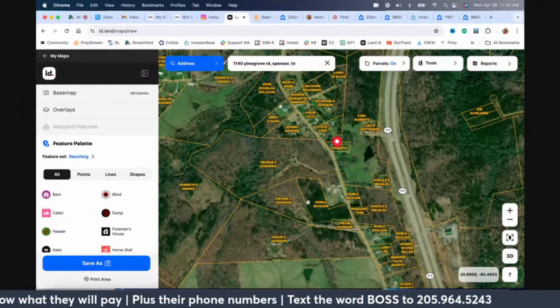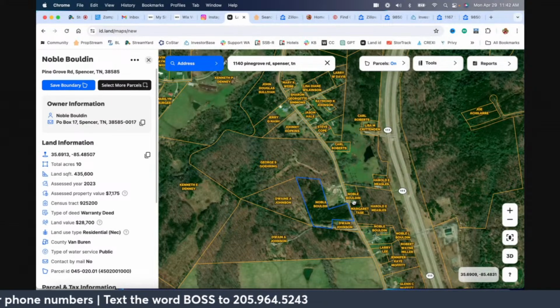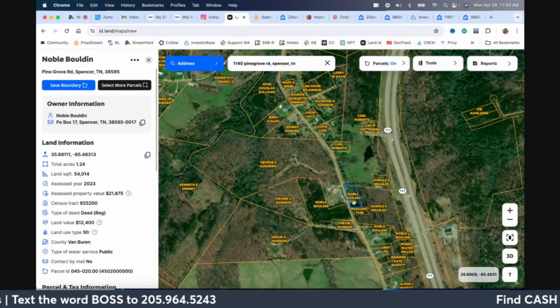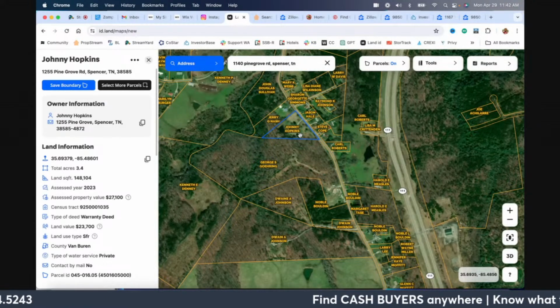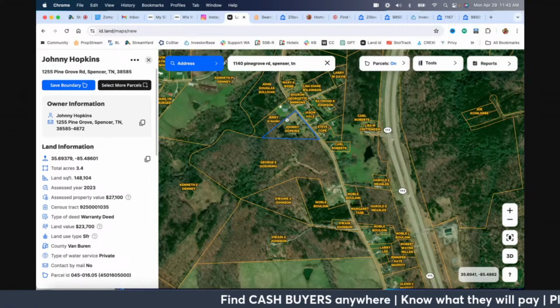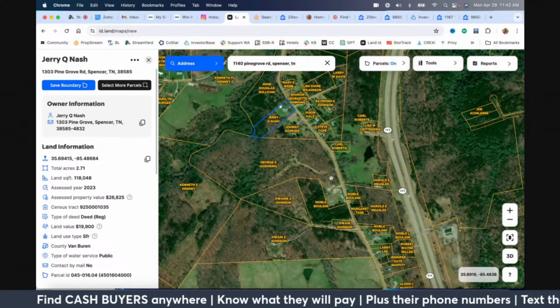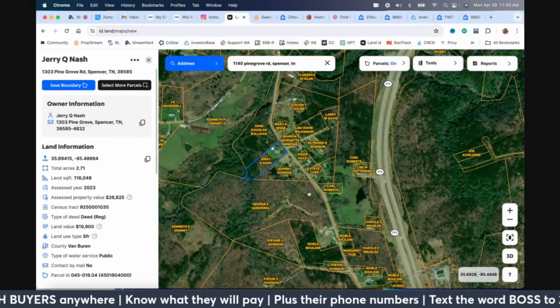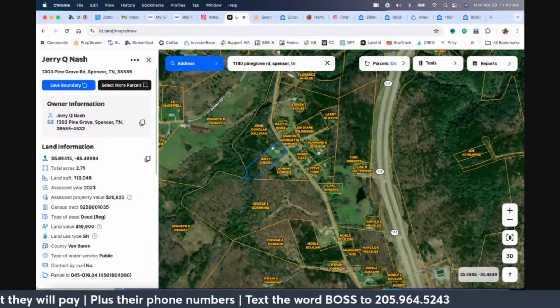Yeah. And then that's 10 acres right there. That's 1.24. That's 3 acres. That's 2.71. Yeah, she would have to. Well, you know what? We don't have to figure that out. That's fine. Okay. My bad.